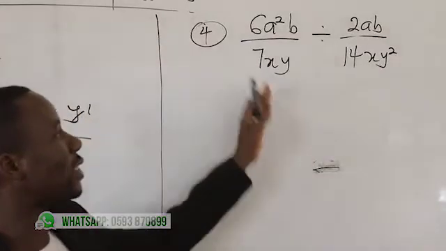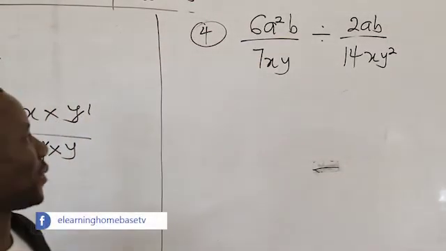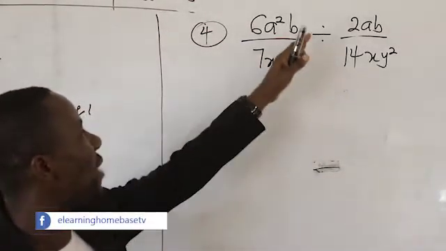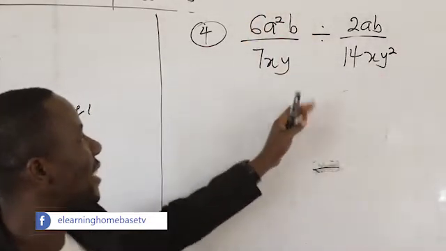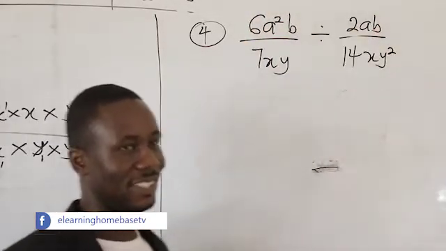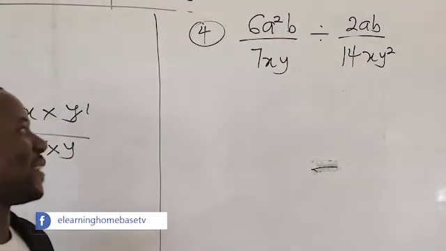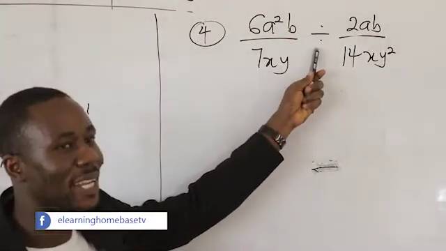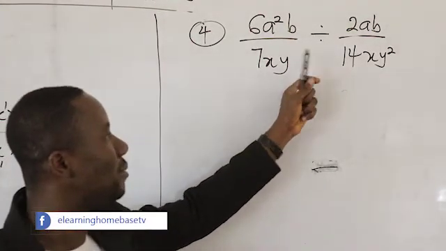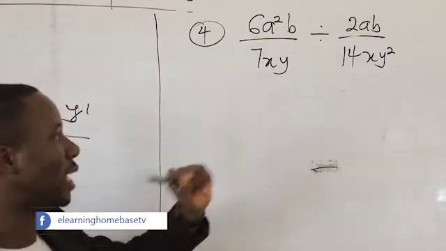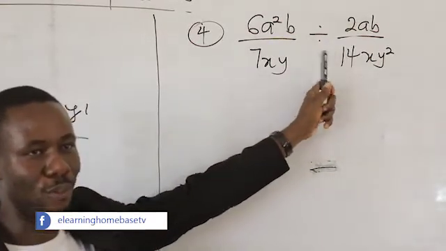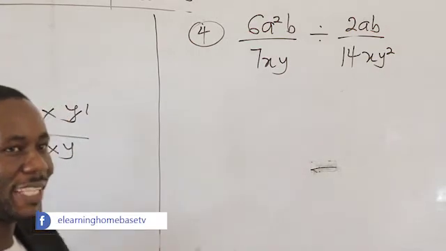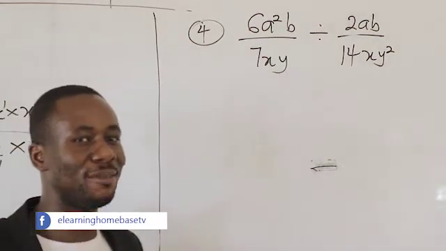This is what I call fraction on fraction. We have a fraction divided by another fraction. So anytime you see a division between 2 fractions, know that we change the division sign to multiplication, and then we reciprocate the divisor.